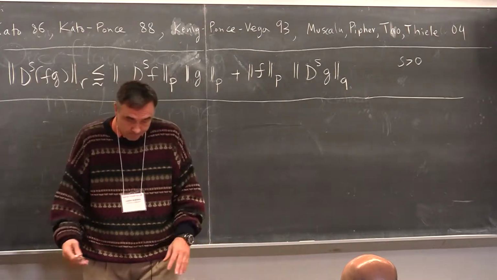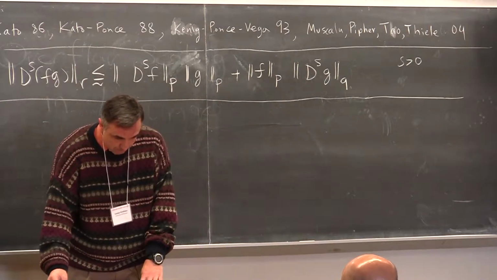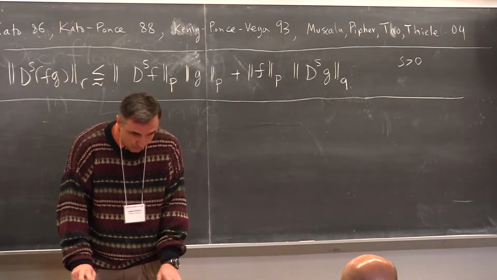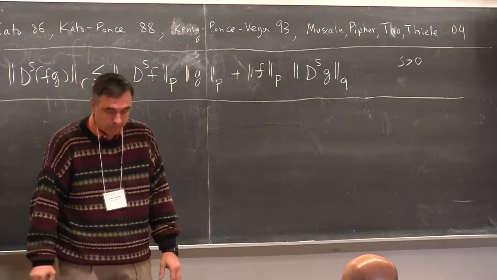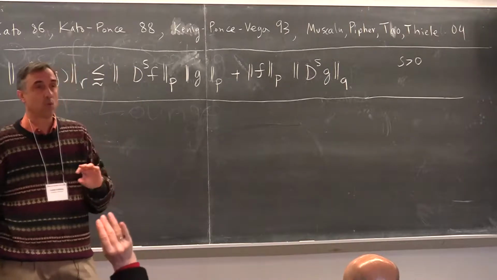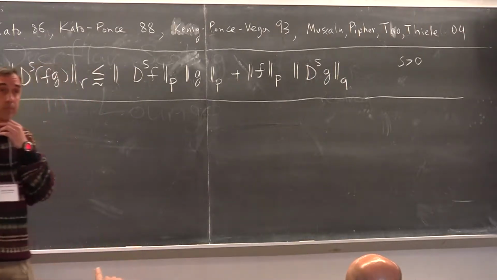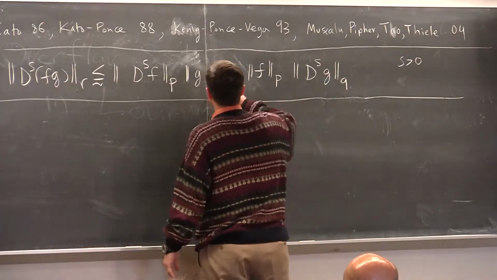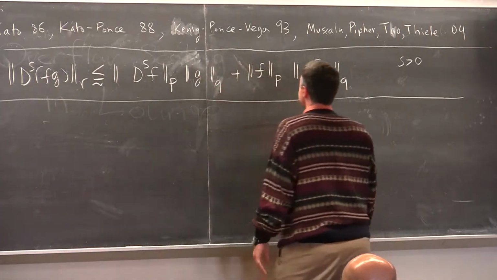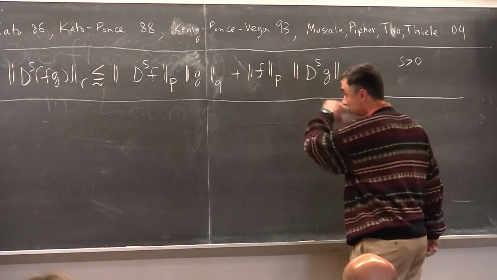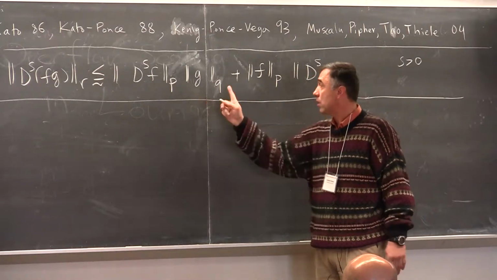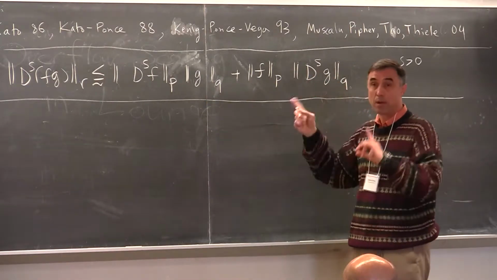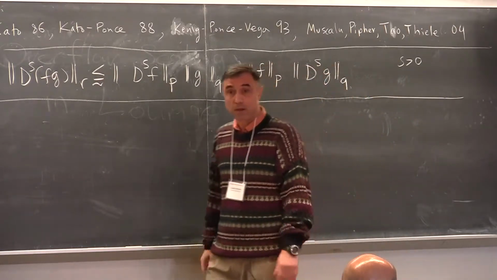Maybe I'll state it as a theorem, and then I will explain to you why R less than 1 is important. Yes? Oh, yes, this one. It doesn't matter. You can switch them around. You can have P1, Q1, P2, Q2, where the indices satisfy Hölder's inequality.